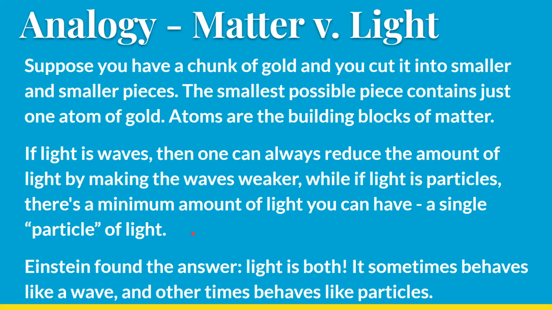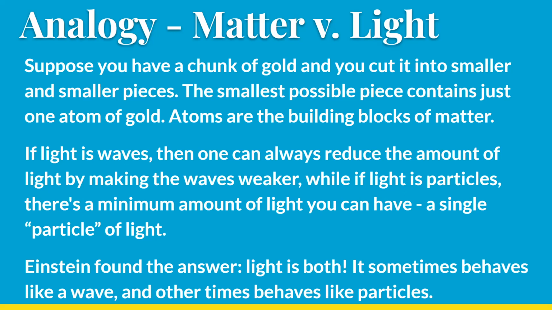Okay, so here's kind of an analogy to hopefully try to make a little bit more sense. It says, suppose you have a chunk of gold and you cut it into smaller and smaller pieces. The smallest possible piece contains just one atom of gold because atoms are the building blocks of matter. If light is waves, then one can always reduce the amount of light by making the waves weaker. While if light is particles, there's a minimum amount you can have, like a single particle of light, just like matter.